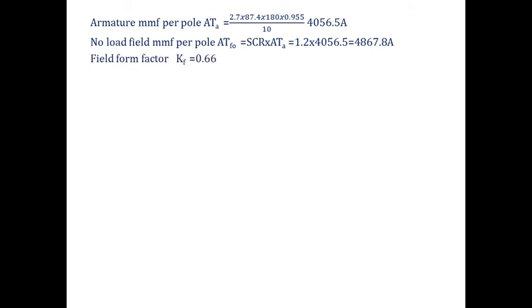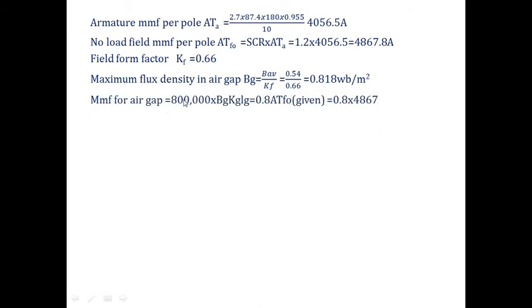Now field form factor KF is given as 0.66. Now maximum flux density in the air gap BG is equal to BAV divided by KF. So BAV is 0.54 divided by KF 0.66. So you will be getting 0.818 Weber per meter square. The BAV value is given in the problem as 0.54 Weber per meter square, and KF is the field form factor. If you substitute that, you will be getting the maximum flux density in the air gap. This is the average value and this is the maximum value. So average value divided by form factor is equal to maximum value.